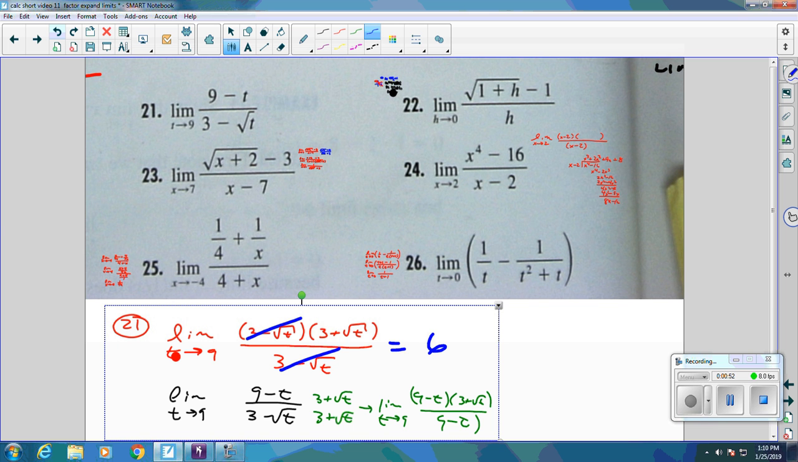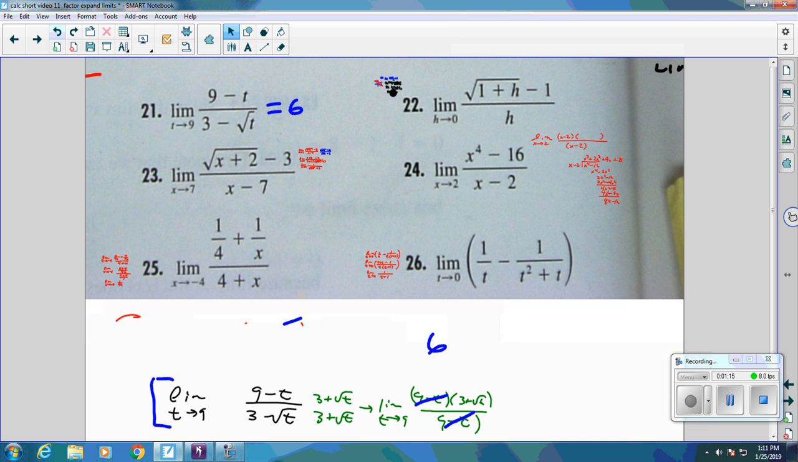Often students don't see that. What I see is that they usually see the black and green in this step, and they multiply by the conjugate, which is another step. Again, plug in the value, factor, or expand it. If you can't do that, try conjugates. In this case, the conjugate creates 9 minus t on the top and bottom. You plug 9 in and you still get 6.